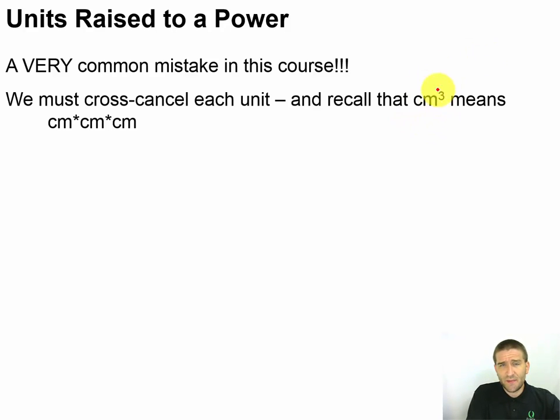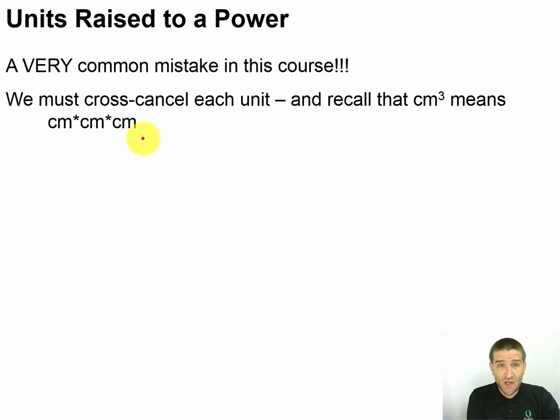Now suppose we are talking about something like centimeters cubed. Cubic centimeter, that's a milliliter, right? Well, what that means, of course, when we say cubed, it means centimeters times centimeters times centimeters. So 3 times in a row is what the 3 is telling us. Always remember that.